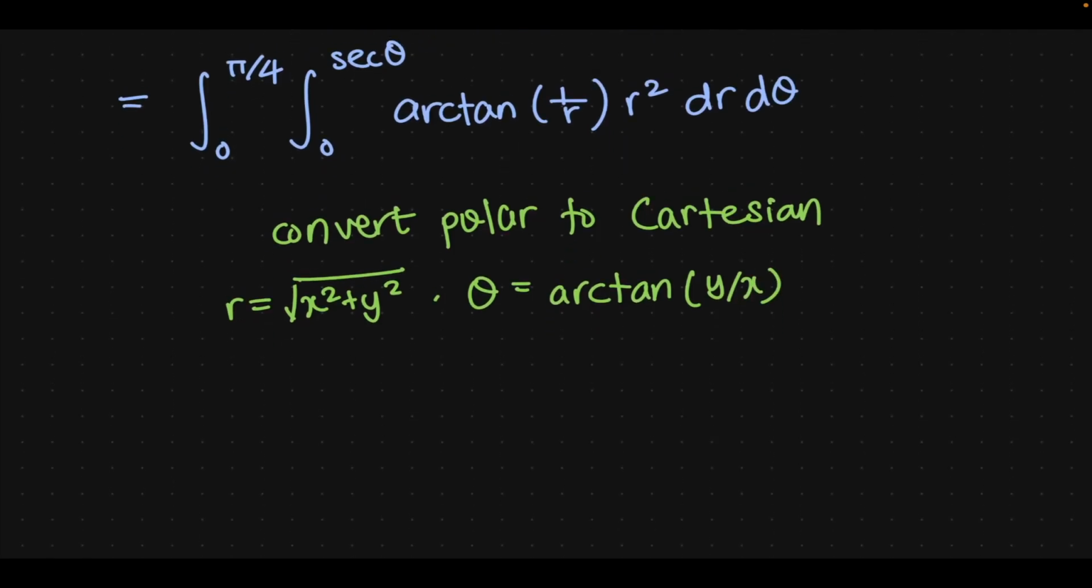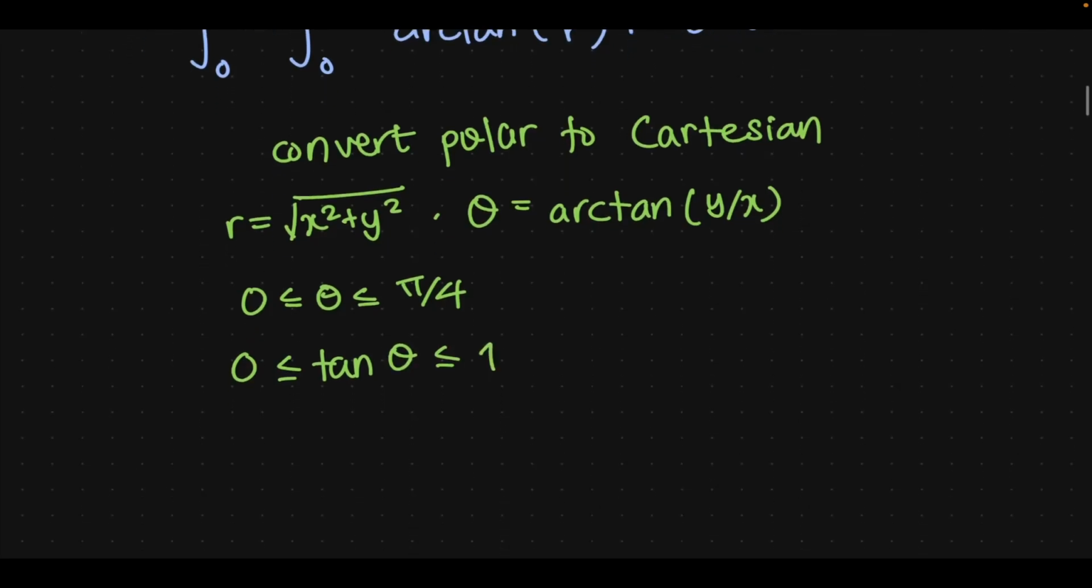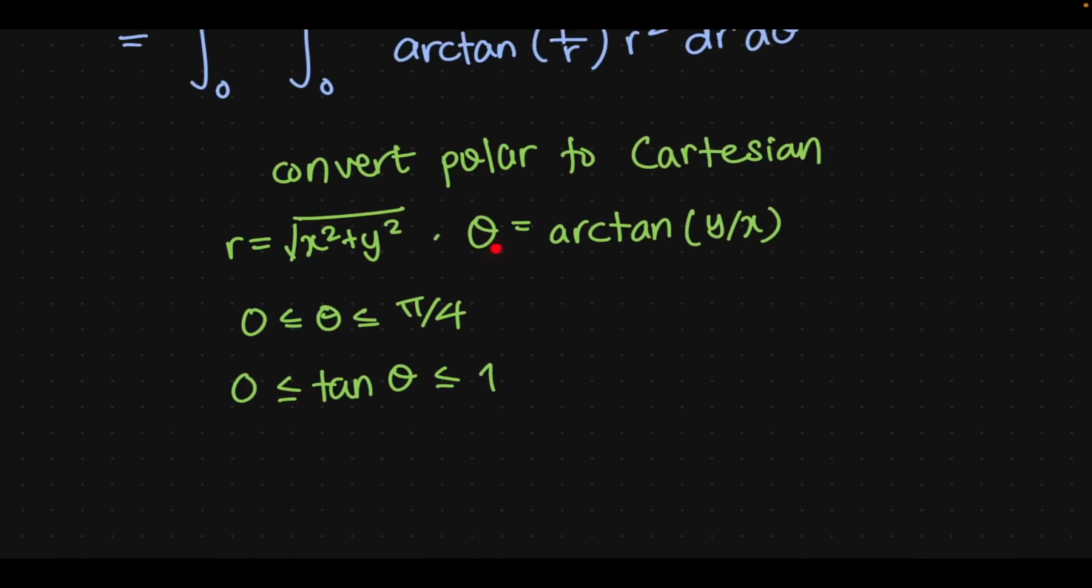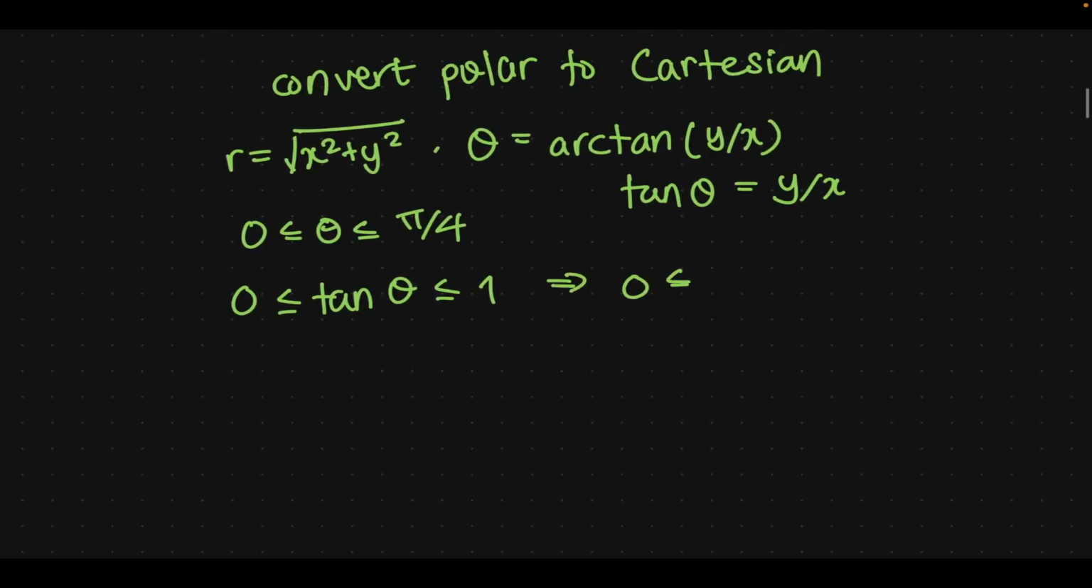Our bounds are theta going from 0 to pi over 4. So let's take the tangent on both sides. Tangent is an increasing function from 0 to pi over 4, so the inequality should be fine. Tangent theta goes from 0 to 1. Now, according to this formula, we can invert it and get tangent theta is just y over x. So we have y over x less than or equal to 1.